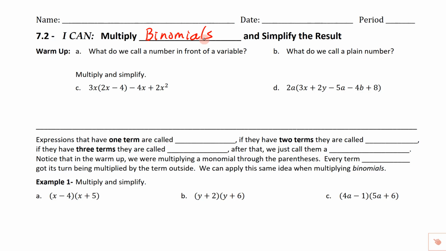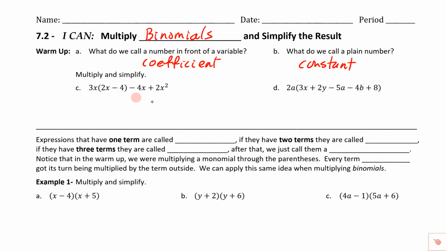What do we call the number in front of a variable? Hopefully you know what this is and how to spell it. Coefficient. And then what do we call a plain old number? No variable attached to it, no expression or anything weird like that. We call that a constant. Plain old number is just a constant. And then down here it says multiply and simplify.